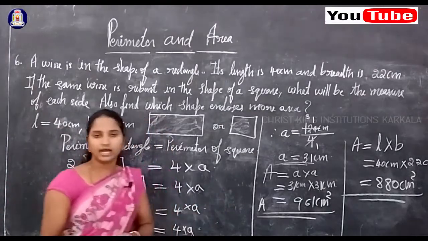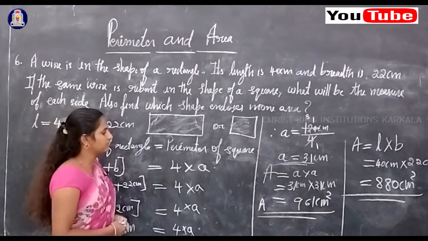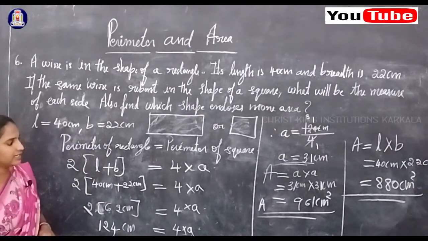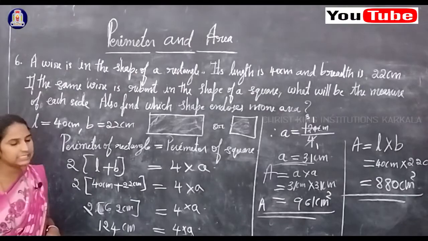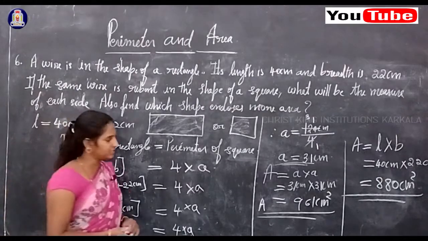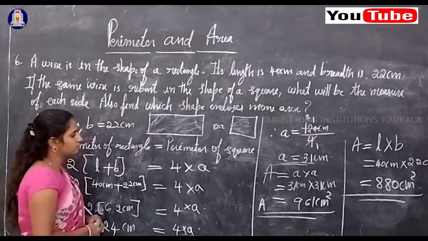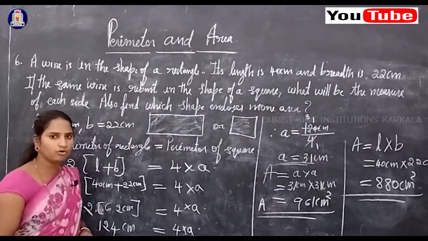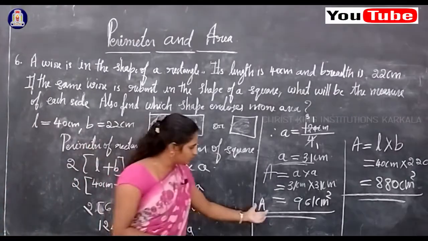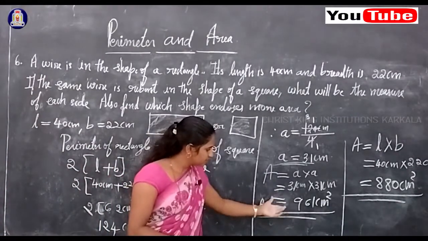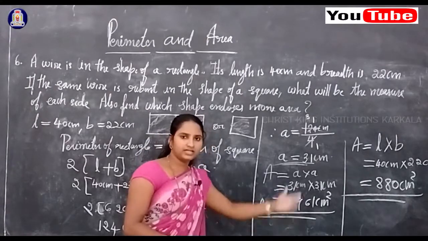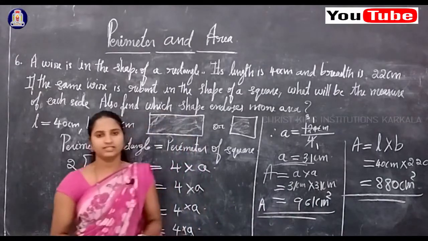So now you can compare the area of the square and the area of the rectangle. Which shape encloses more area? The square is 961 and the rectangle is 880 centimeters square. Therefore we can say that the square encloses more area than the rectangle. Is it correct? The shape of the square encloses more area, 961, than the rectangle. Understood?